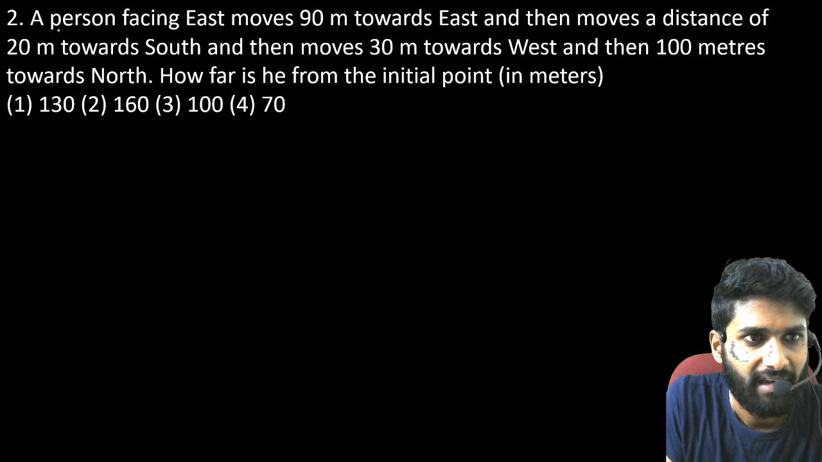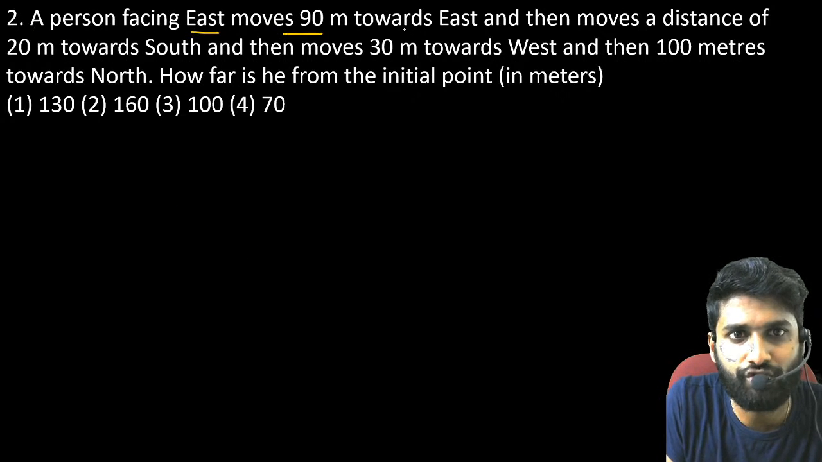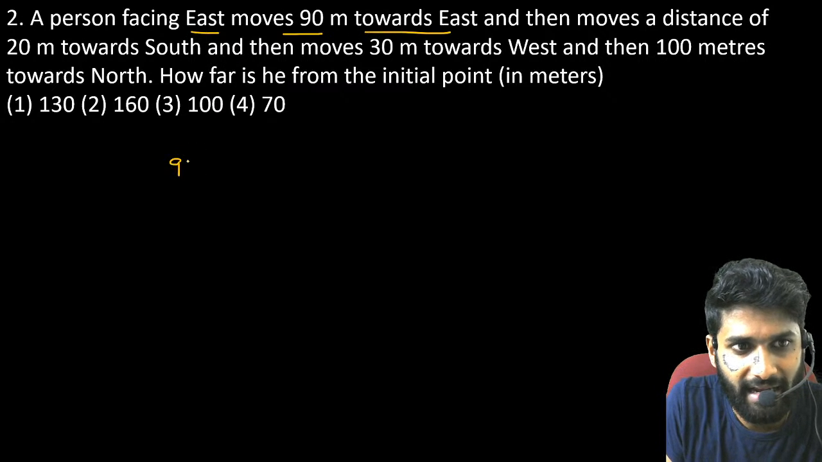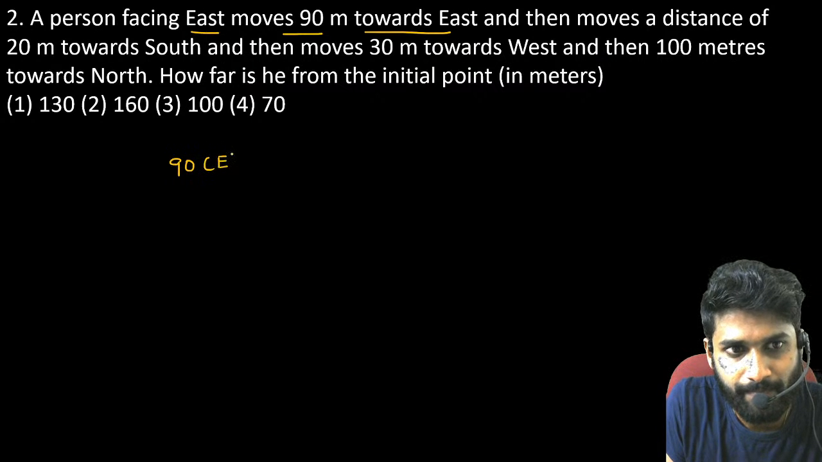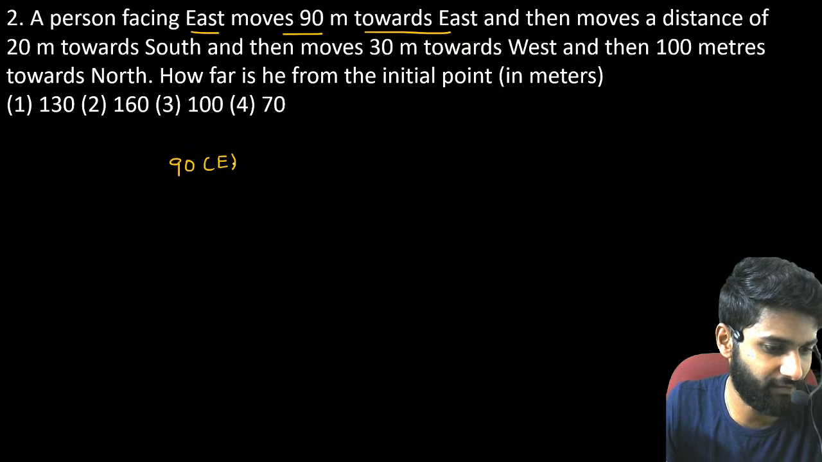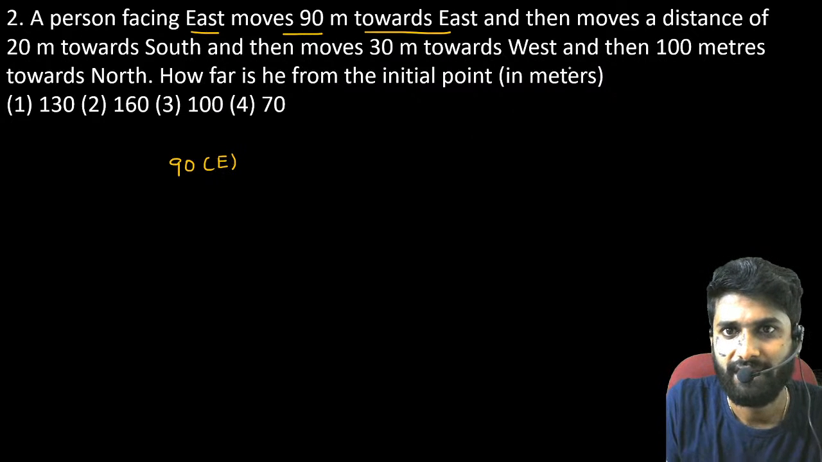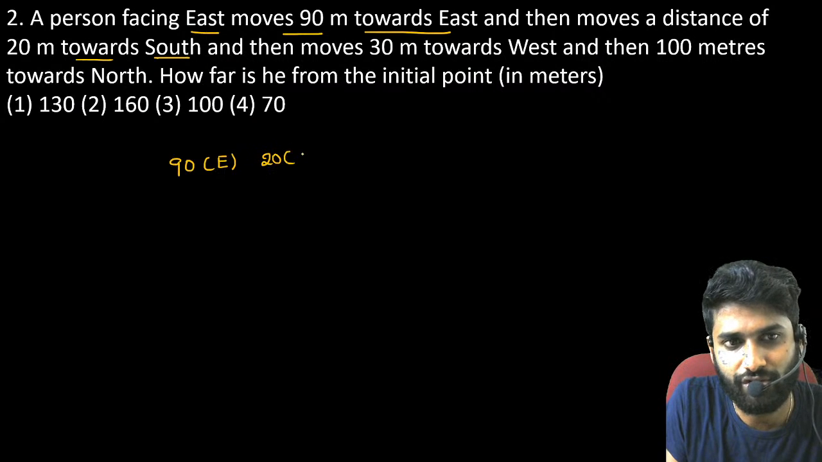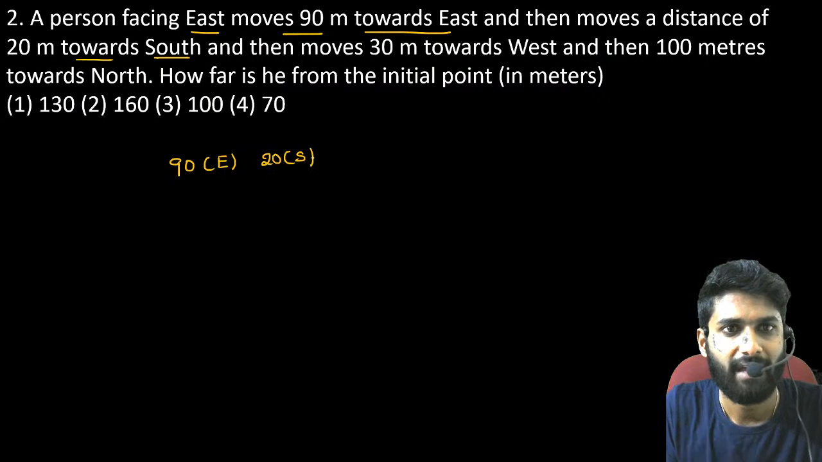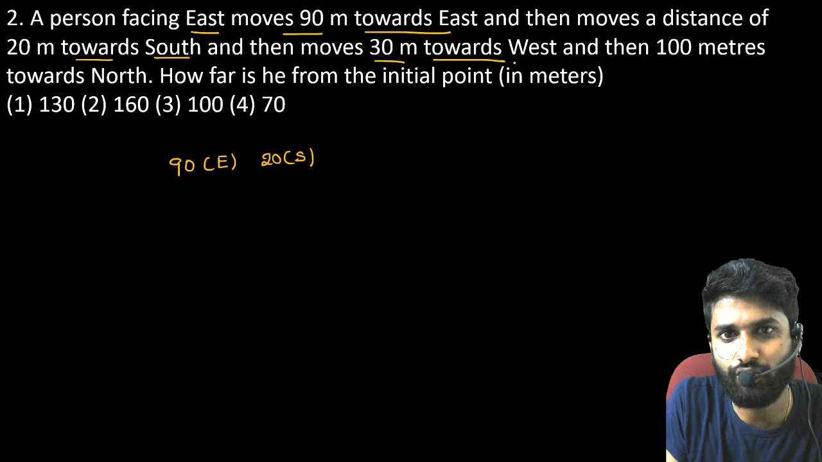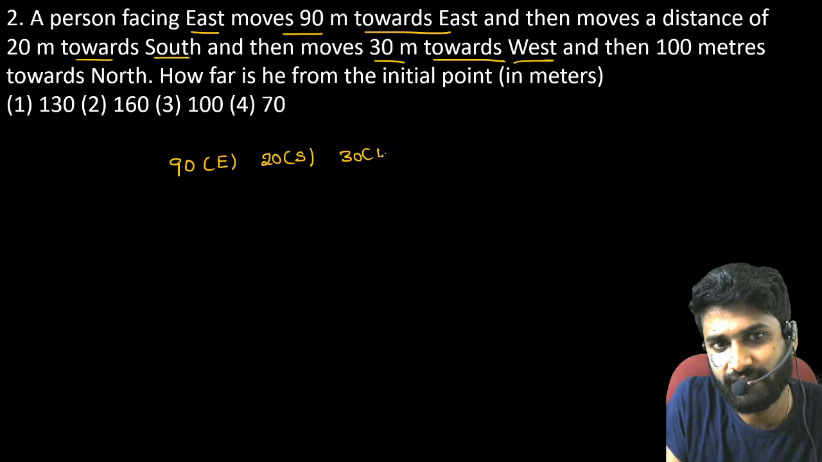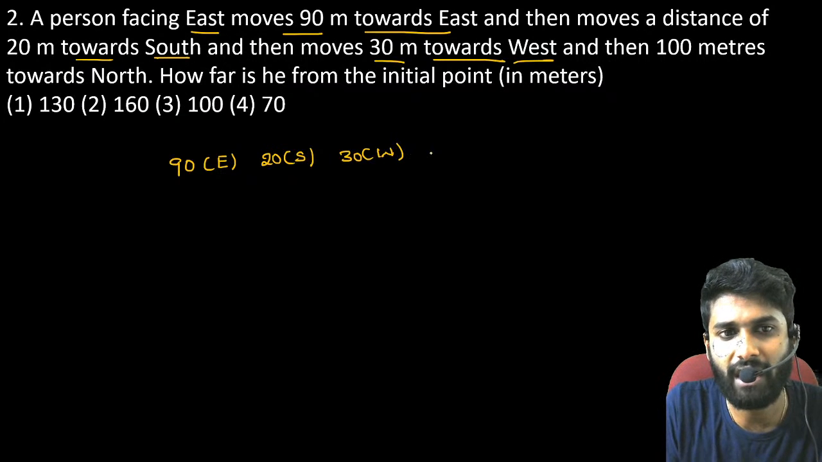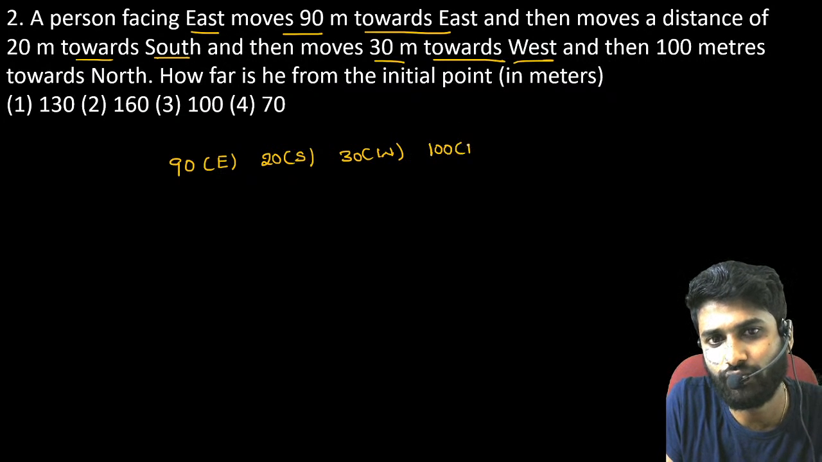See, first one. A person facing east moves 90 meters towards east. Then he moves a distance of 20 meters towards south. And again he moves 30 meters towards west. Again 100 meters towards north.